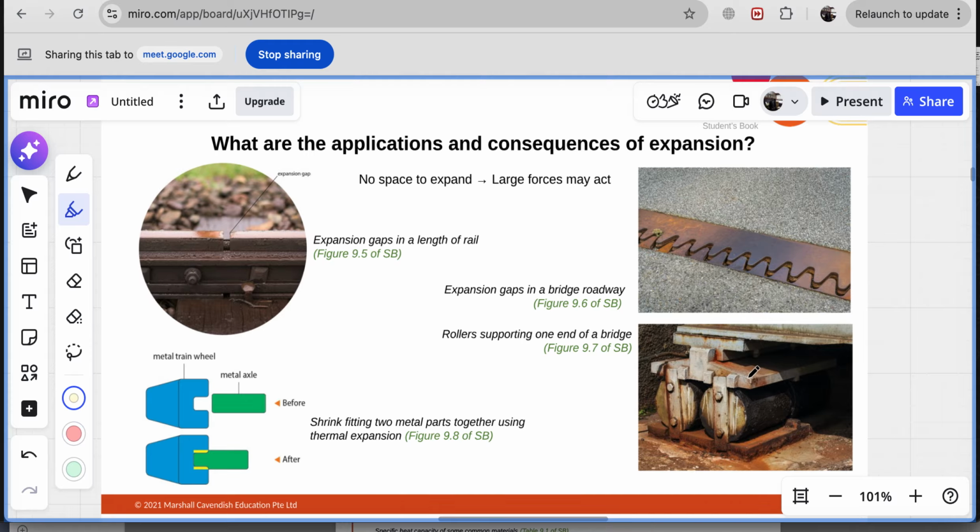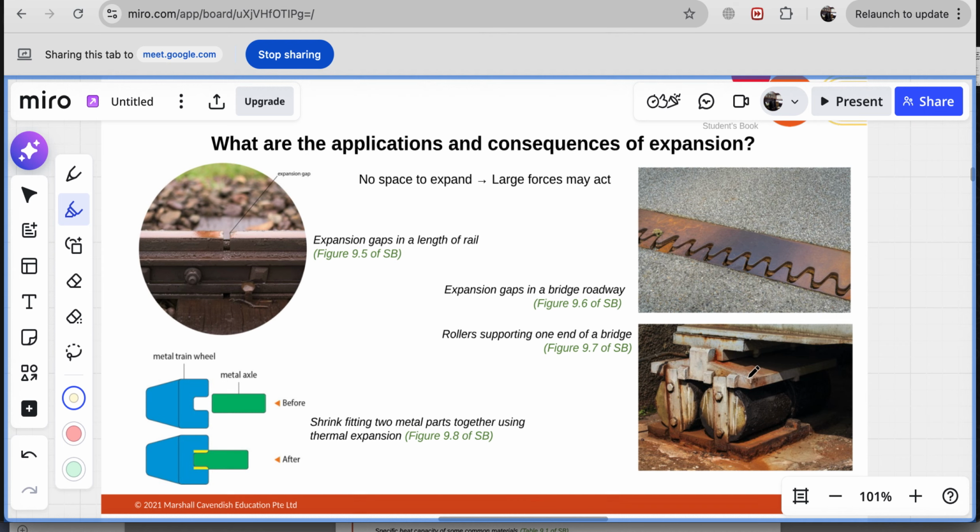Another one is shrink fitting, the one we've talked about, where we heat the axle to be bigger than the normal size of the wheel, so that when it cools, it's able to fit into the wheel. Okay, so this is for shrink fitting. So we've itemized three applications here. One is the railway application.